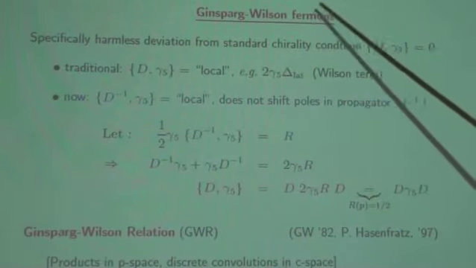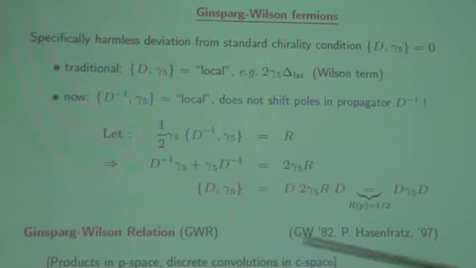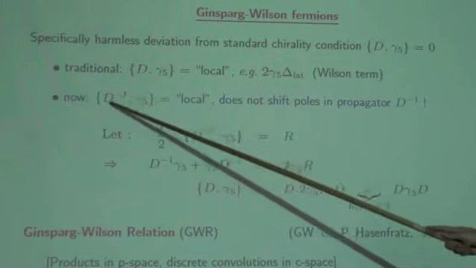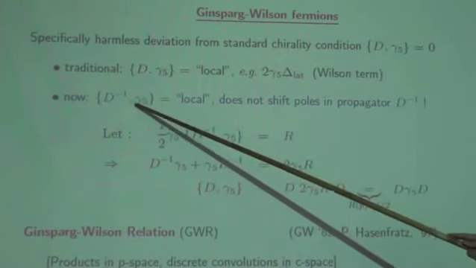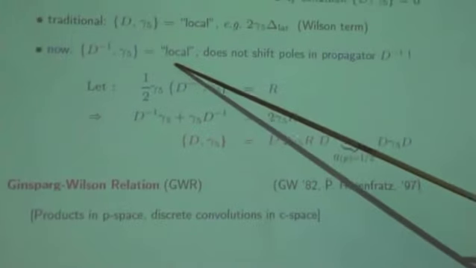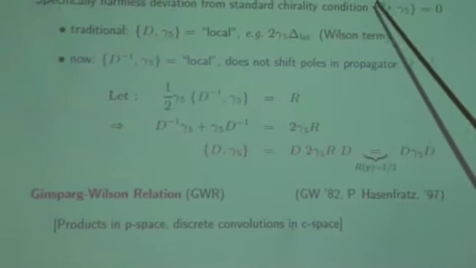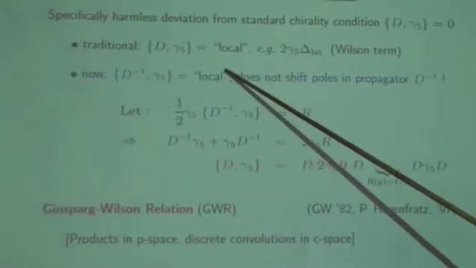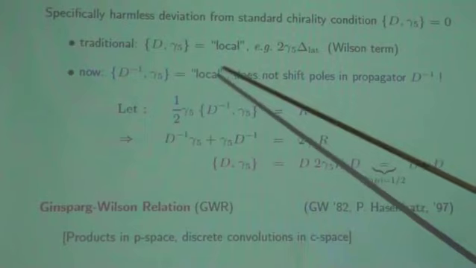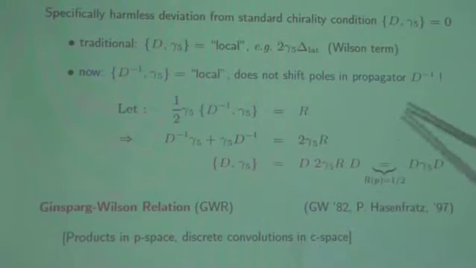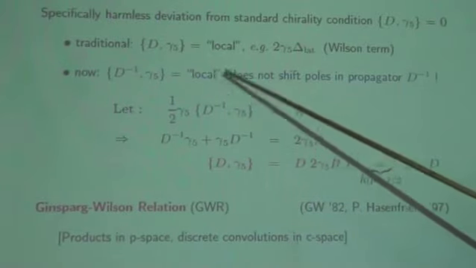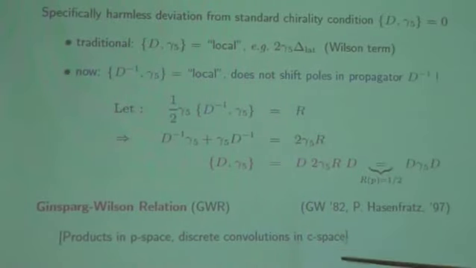Now what the Ginsparg-Wilson fermions instead suggest to do is that we take the propagator, the inverse D, anticommute it with gamma 5, and call this something. This does not need to be 0, this cannot be 0 anymore, but this is something local. Then the other piece can be non-local. And if this is local, the advantage is that the poles in D to the minus 1 are not shifted by this extra piece. So let us look at this explicitly.